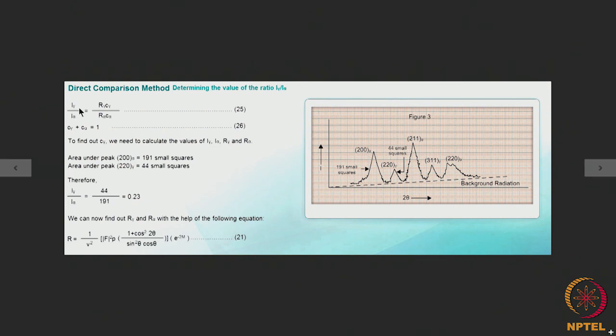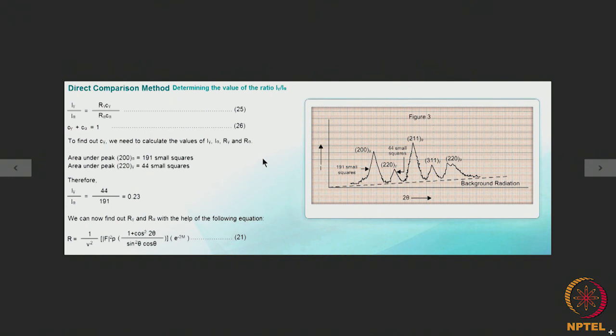As we have seen already, if we choose a particular line of gamma and a particular line of alpha, we can write down I gamma by I alpha equal to R gamma C gamma divided by R alpha C alpha. So, I gamma and I alpha are the integrated intensities of the chosen gamma and alpha lines. Now, if we want to find out C gamma, we need to calculate the values of I gamma and I alpha from the pattern, and also R gamma and R alpha.